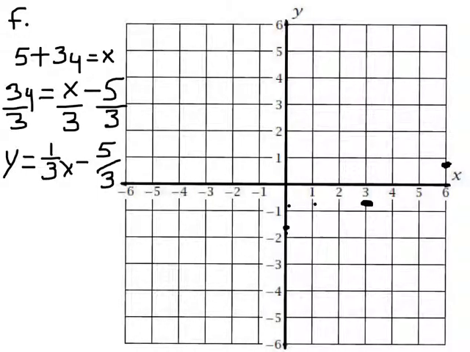From here also, I could go 2 negatives, because 2 negatives equals a positive. So I could go down 1 and over 3 to the left, and that would also be my line. So my line is going to look something like that.